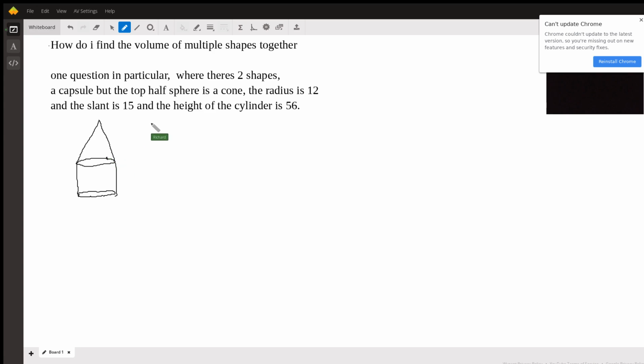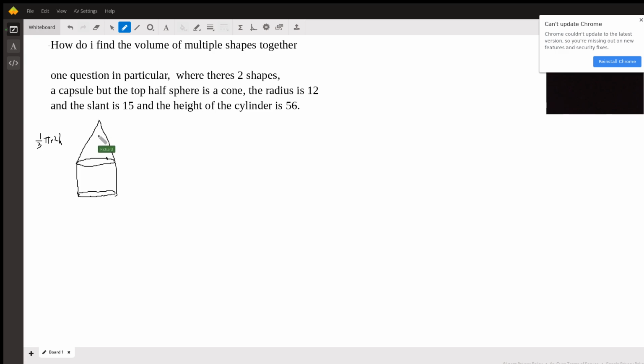And there we are. The nice thing about composite shapes is that at first they look kind of confusing, but the good news is all you have to do is take the volume of each shape and add them together. That's all it is. Now, a lot of people don't know the volume of a cone, which turns out to be 1/3 pi r squared h, where h is the height of the cone.